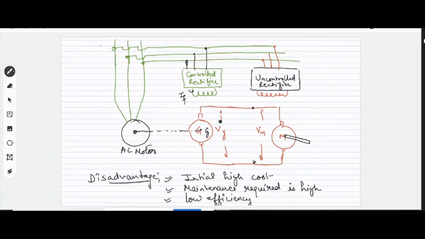Sir, a bit more area is needed. Obviously, because the setup will be bulky. So because of that, there will be a requirement of a larger space, right? Yes, sir. So it requires a larger space to install, and everywhere we don't have enough space to give to the particular setup. So it becomes one of the major limitations or disadvantages associated with the Ward-Leonard system.